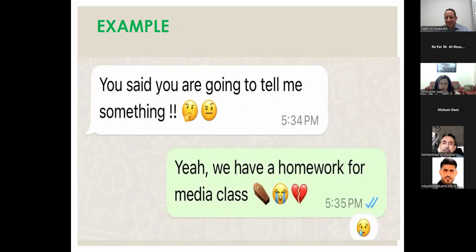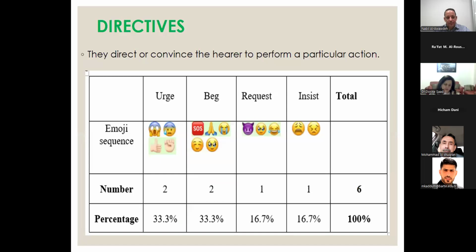Now, one example of this category is guessing. And you said you're going to tell me something, and these are the guessing emojis here, using the thinking face and the face with raised eyebrows. So here the speaker expresses guessing by the use of emoji sequences. The third one is directives. And the directives direct the hearer to perform a particular action asked by the speaker. And usually we can urge people, beg people, request people, and insist on them to do something.